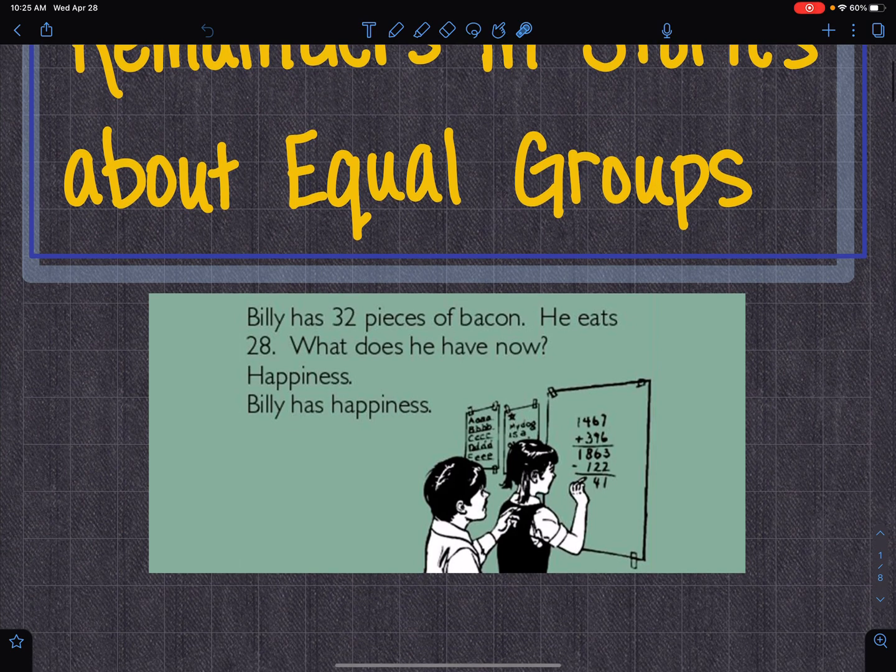Here we go. Here is a little lighthearted math problem for you. It says Billy has 32 pieces of bacon. He eats 28. What does he have now? Happiness. Billy has happiness. If you can achieve happiness with bacon, then it sounds like Billy has it. But we are going to move on to do the multiplication facts, okay?